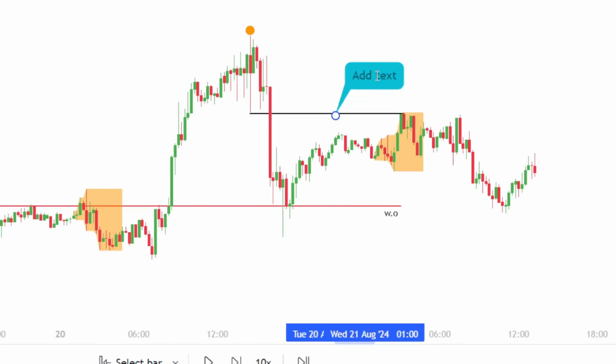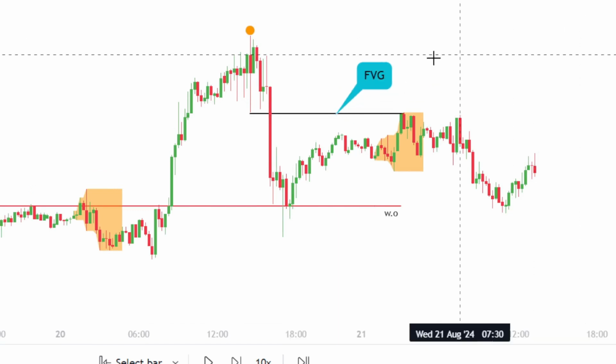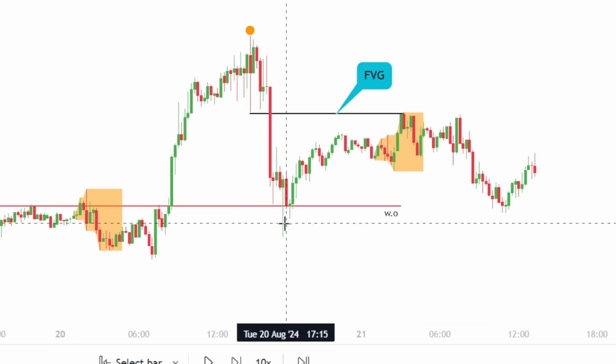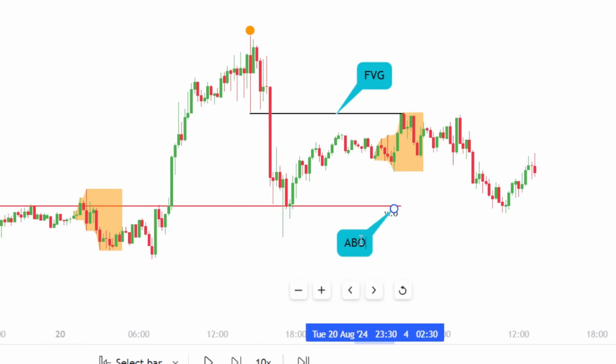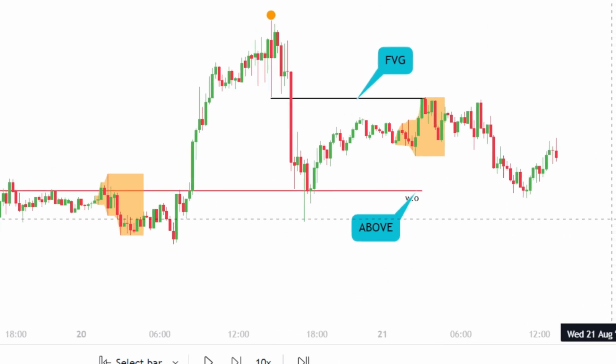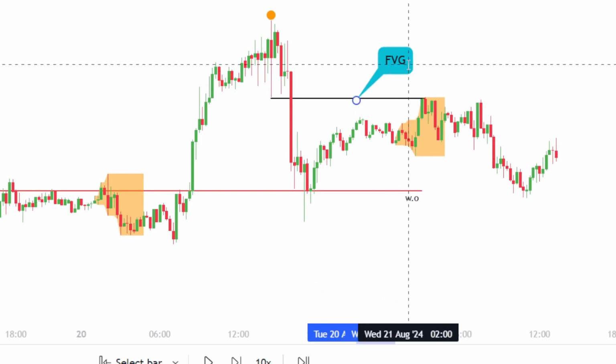So we see this respected fair value gap over here, or this supply zone that's being respected, sorry. And notice how we are above this weekly opening. Now, this is what gives us our narrative to look for sells, right?